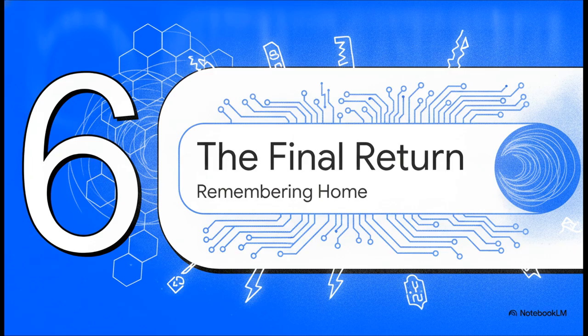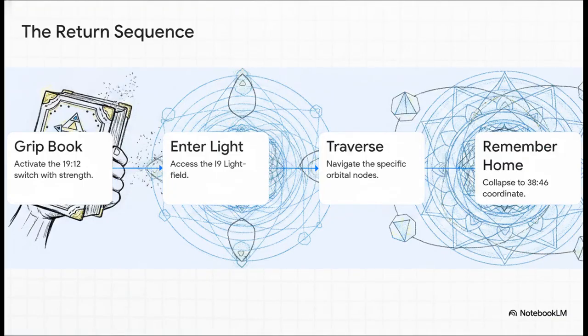Section 6. The final return. We've traced the circuit and found the activation code. Where does it end? The sequence is beautifully clear. Step 1, you grip the book with strength. Step 2, you enter the light field. Step 3, you traverse through the specific orbital nodes of wisdom. And step 4, the ultimate realization. You remember the home coordinate, 3846, and complete the return.